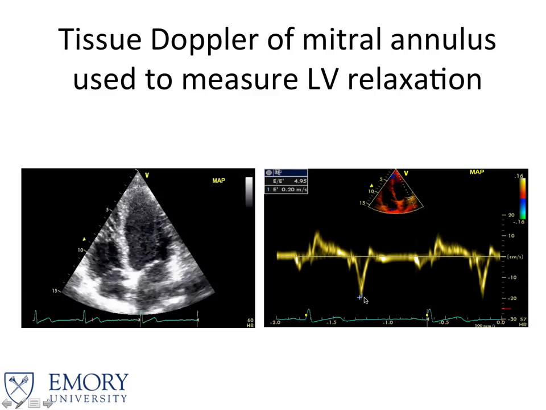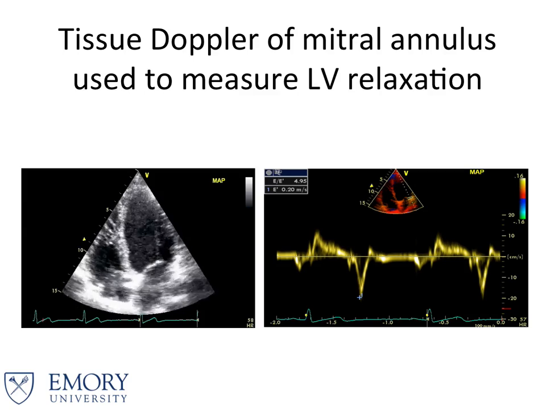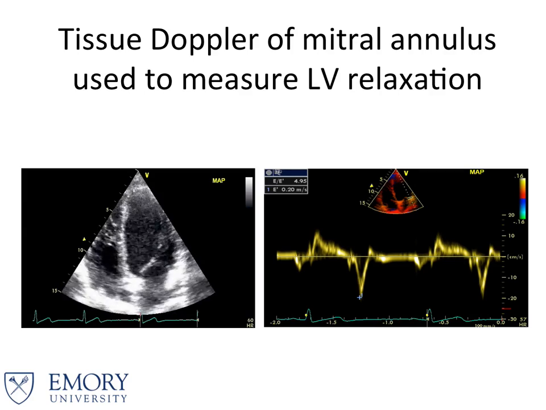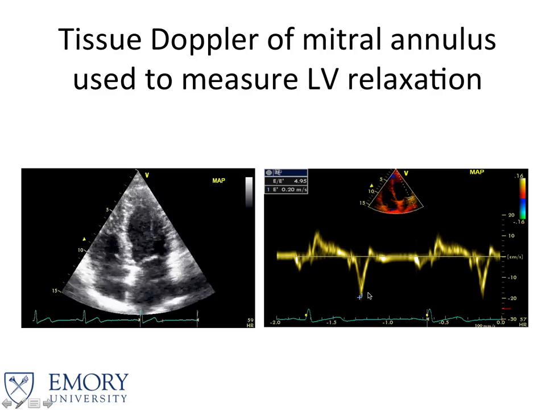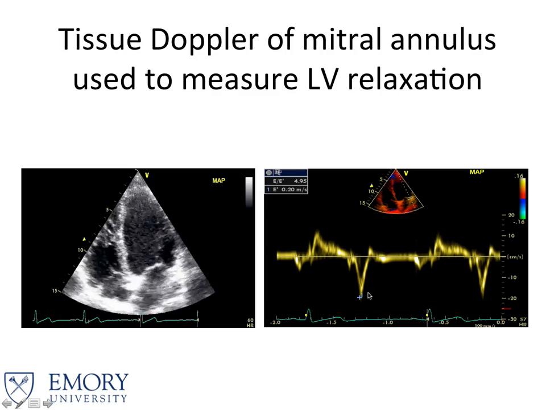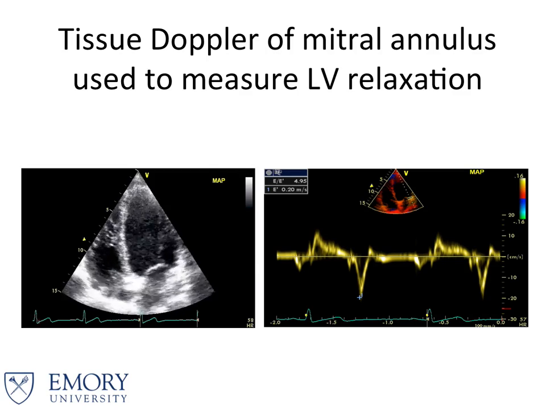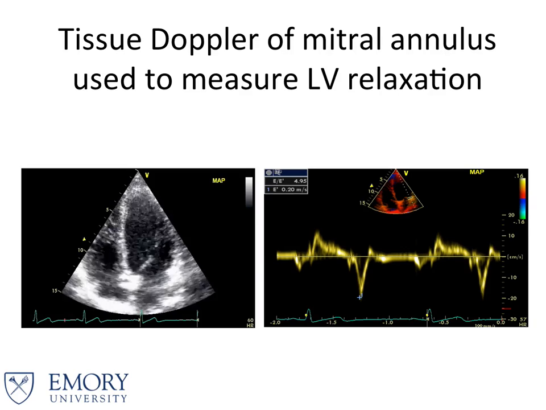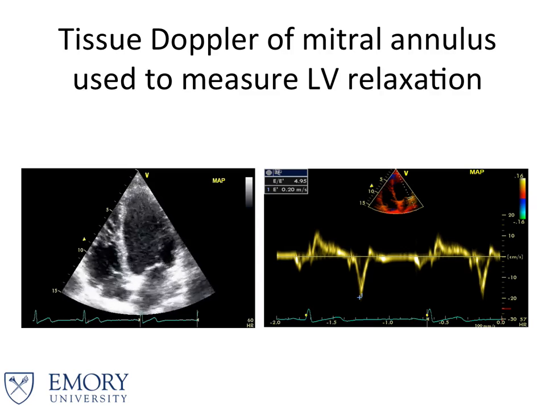There are more advanced three-dimensional ways of measuring early relaxation with three-dimensional strain, etc., but that's not common practice right now. Right now we're doing this using this 20-year-old technology to measure relaxation. Okay? The deeper this E prime, it's called the E prime with tissue Doppler, the better the left ventricle is at sucking blood out of the pulmonary veins. Okay? With some exceptions.